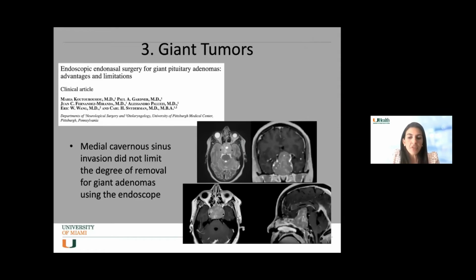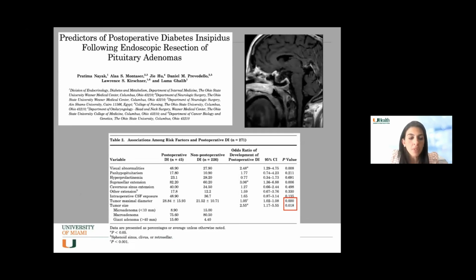But invasion to the medial wall of the cavernous sinus did not limit the degree of removal for giant adenomas using the endoscope. So it really just gives us access to taking very large tumors out, even through the nose. So one of the things that Dr. Pervadello from Ohio State, who also does quite a large number of these, noticed is that in his study, for the giant tumors, the tumor size, not only maximal diameter, but just tumor volume, was predictive of postoperative DI.